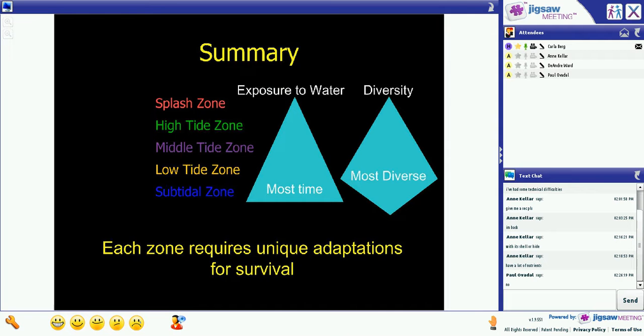Now, if you wanted to summarize the tidal zones, you could do so using a triangle and a kite. If you drew a triangle and then listed the areas of the tidal zones from highest up the beach to lowest, you could have a triangle with one of exposure to water. The least exposure is at the splash zone. The most exposure is in the subtidal zone. And with diversity, you have the most diverse at the main part of our kite, which is at the low tide zone.